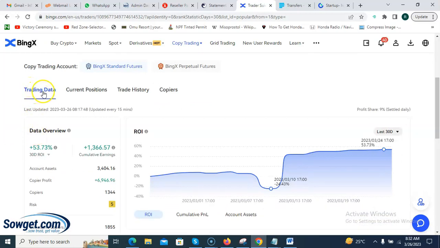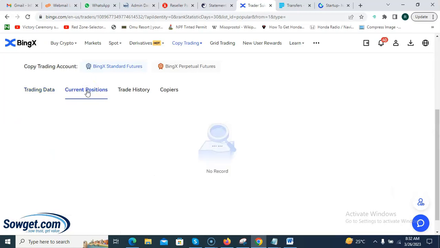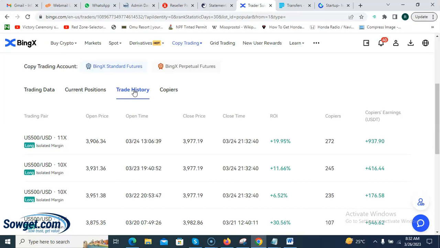You can see the first information you are seeing here is trading data. The trading data is just the entire performance information about this trader. Then the next one you are seeing here is the current position. Current position simply means whether the trader is presently on any ongoing trade at the time of this video, and you can see I clicked on it and the system says no record. And then you can see the trade history. Trade history simply means the previous trades that this particular trader has made.